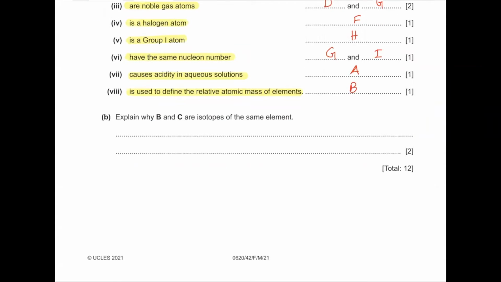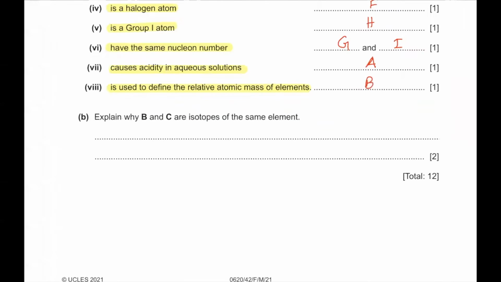Explain why B and C are isotopes of the same element. B and C have the same proton number, but different neutron number or mass number.